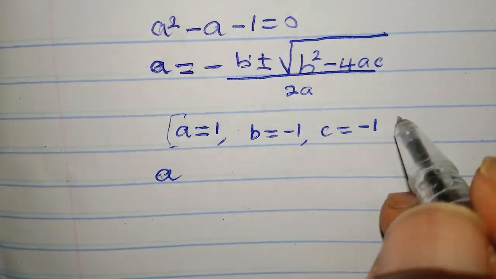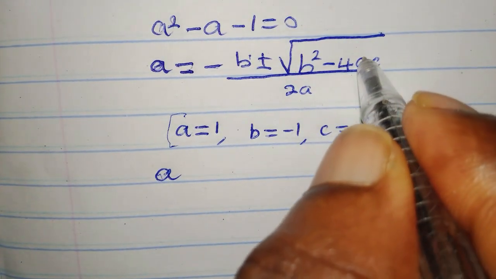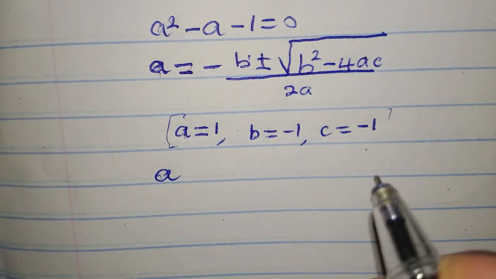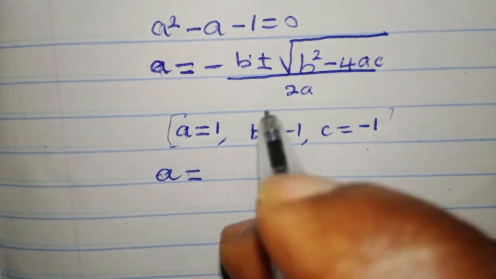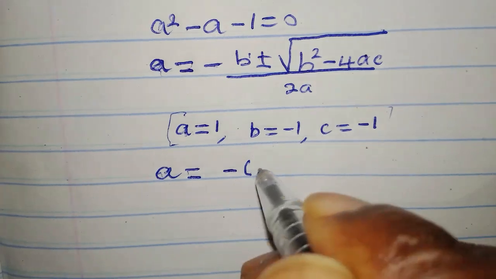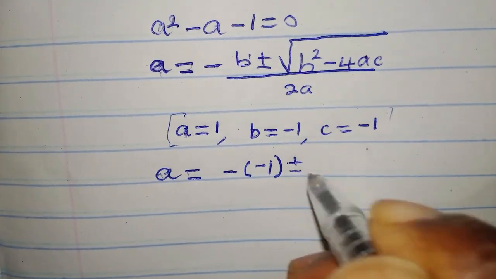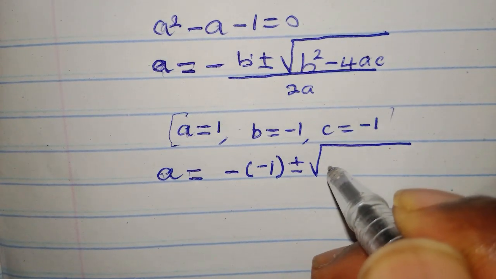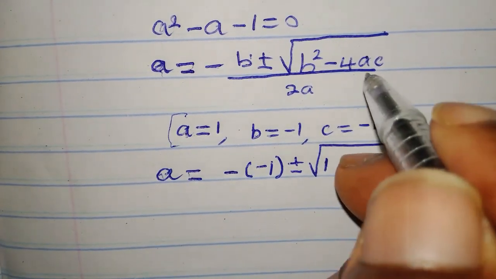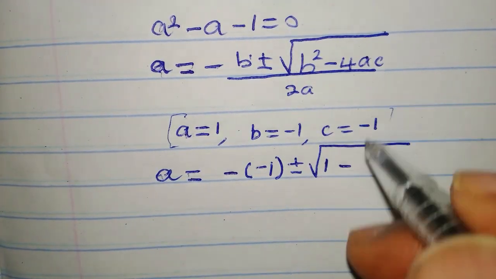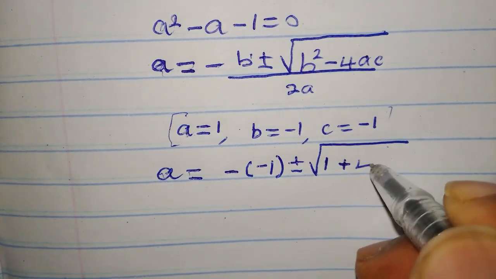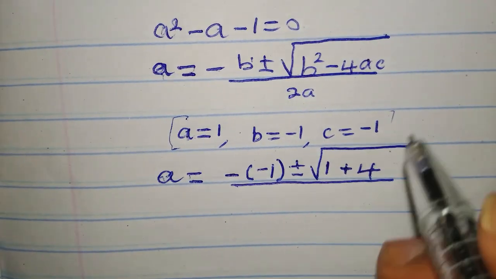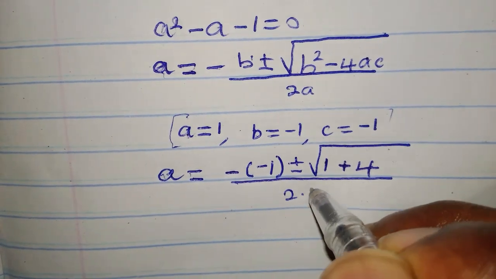Remember, this a is different from this one inside. This a we are having, this a is different from this one inside, so that is one thing you have to note. So we can say a is equals to minus, open bracket, minus 1 close bracket, plus or minus the root of minus 1 to the power of 2, which is going to give us 1, minus 4 times 1 times minus 1, which is going to give us plus 4. Okay, we're having plus 4 here, divided by 2 times 1.